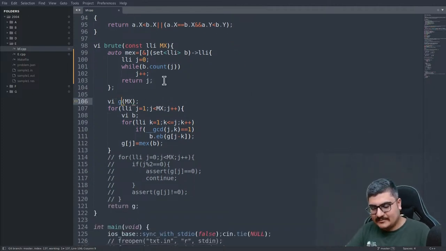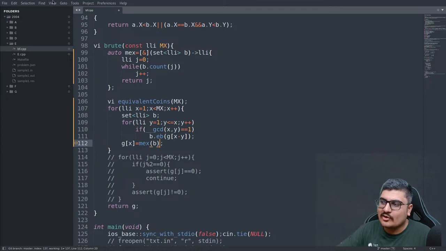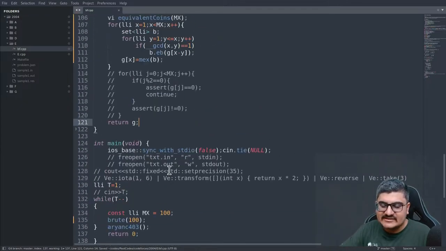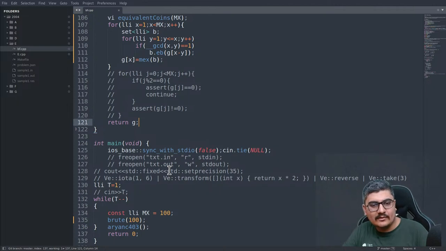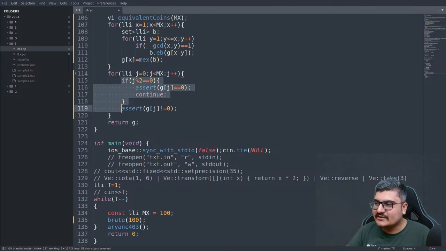Now this g is the equivalent coins. For 0, the equivalent coin is 0. And let's say we'll start from x equals 1 to 100. Let's say y is the number of coins we remove. If the GCD of x comma y is 1, it means we can do it. So now I look at the equivalent coins of x minus y, and the equivalent coins for x would be the mex of all the coins I could get over here. This is a brute force way to find all the Grundy values. The next thing I did was to print these values.